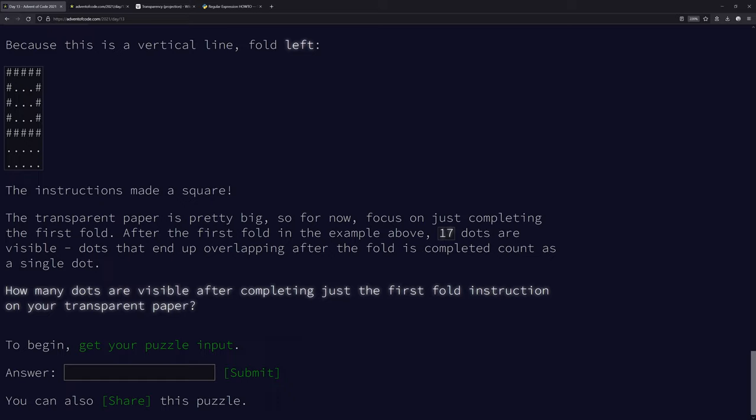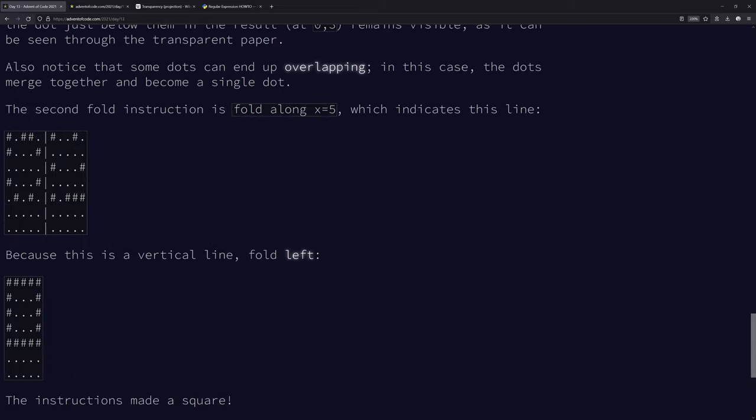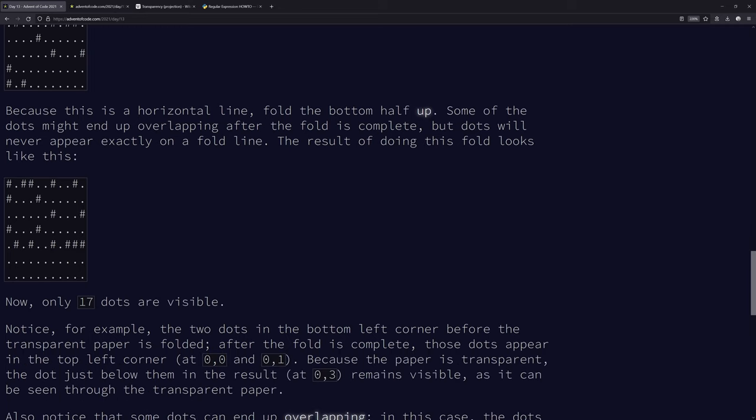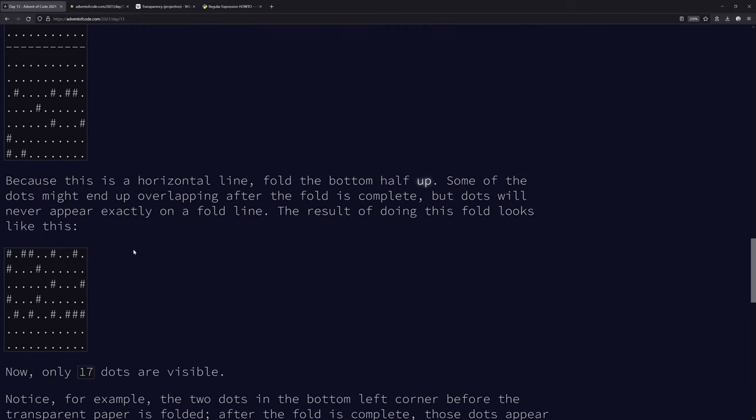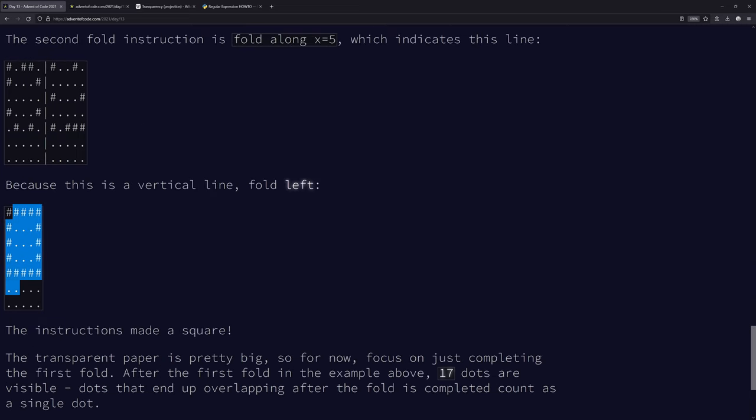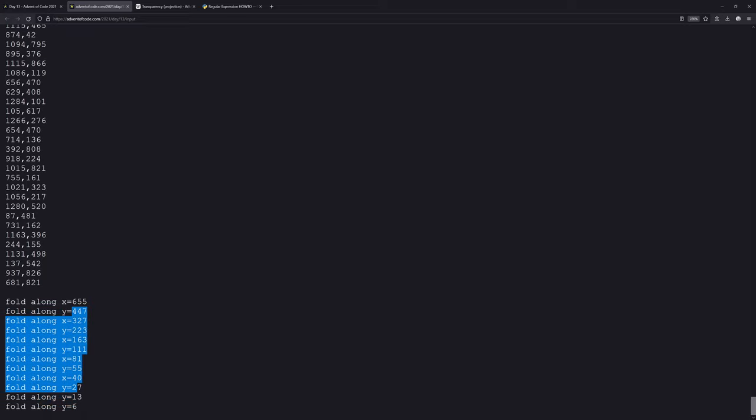How many dots are visible after completing just the first fold? So hold on. Do we need to actually correct for the negative? Can't we just keep those negative folds out there? Because we only really care about how many dots are visible. If we fold everything into the negative zone, will our math still work is the question. Oh, no, because the next fold instruction is going to be relative to 0. None of the folds are like fold on negative 3. They're telling you to fold on the new coordinate.